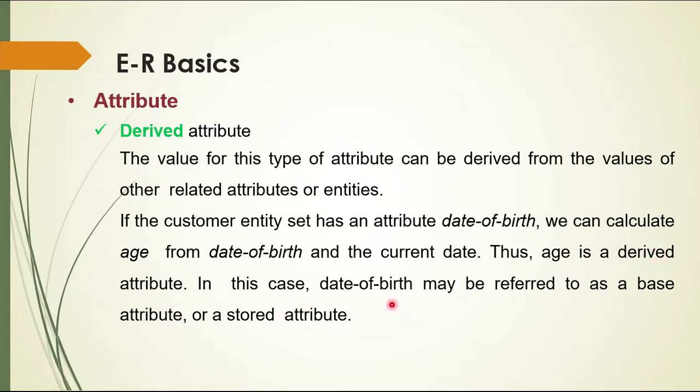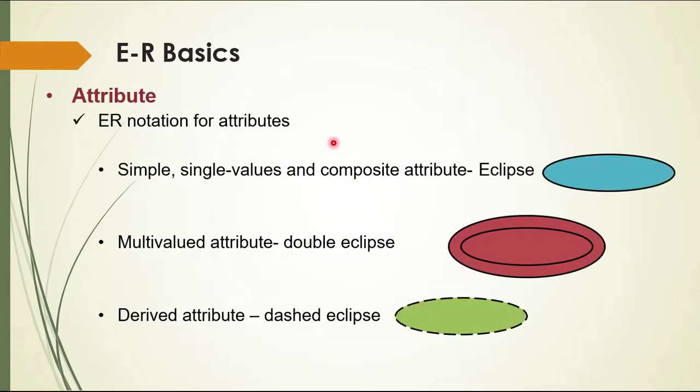In this case, date of birth may be referred to as a base attribute or a stored attribute. So I have a date of birth as an attribute, and using current value and date of birth, I can easily find out the age of the customer. So age is a derived attribute which is derived from another attribute that is date of birth. So date of birth is a base attribute or a stored attribute, and age is known as a derived attribute. Okay, clear?